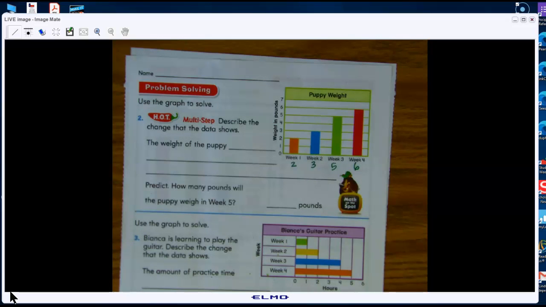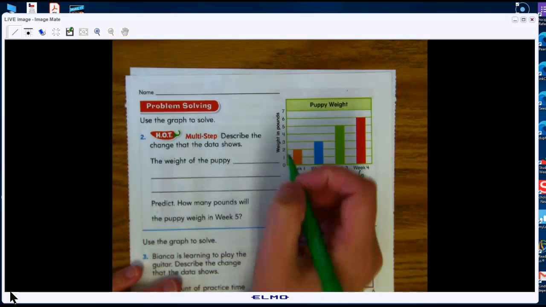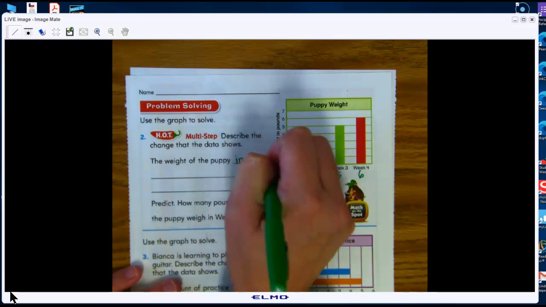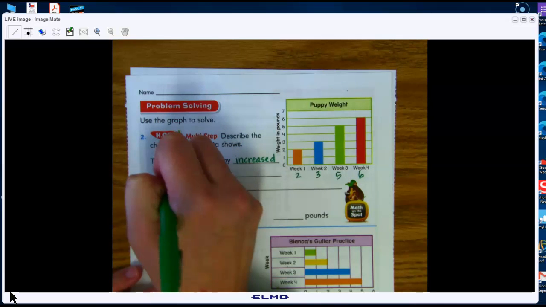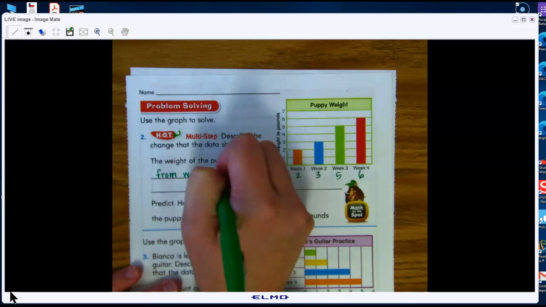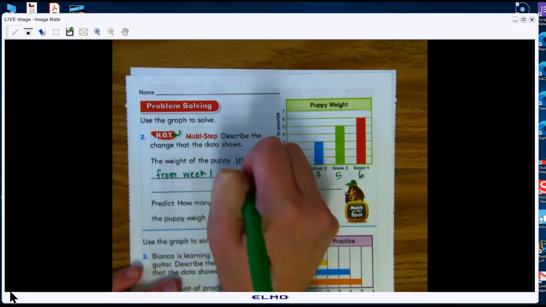Grant? Increase. That's right. That wouldn't make much sense if the puppy's weight went down, right? They might have to take it to the vet if it's losing weight. Because puppies are growing just like kids. So the weight of the puppy increased from week 1 to week 4.